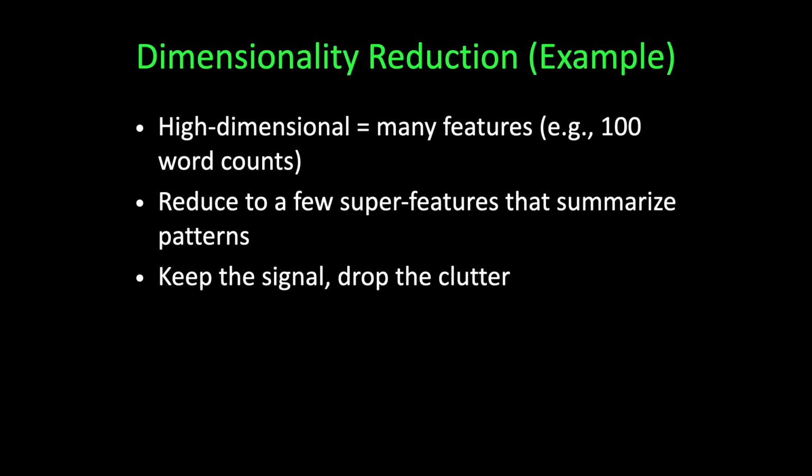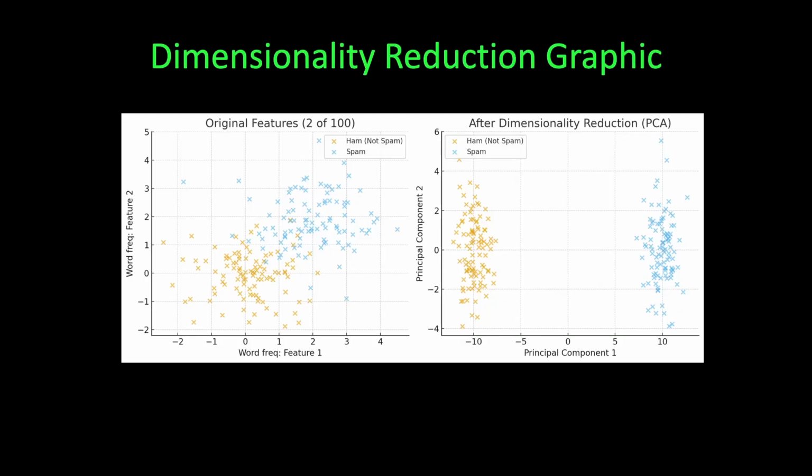You can think of it like compressing a photo. You keep the important shapes and colors while throwing away tiny details that don't matter for the big picture. And when we think about dimensionality reduction, that's exactly what we're doing. We're throwing away things that don't matter to telling that story or to helping us build or train that model.